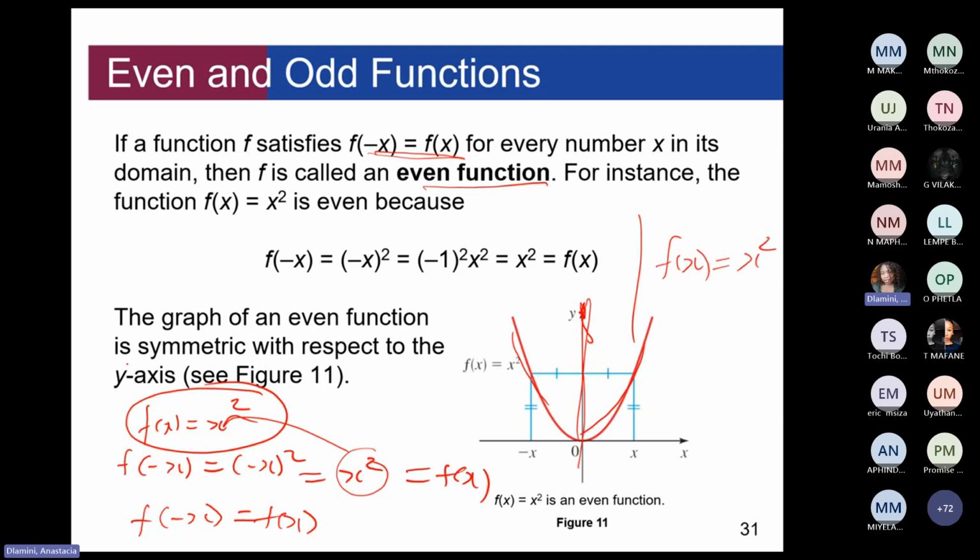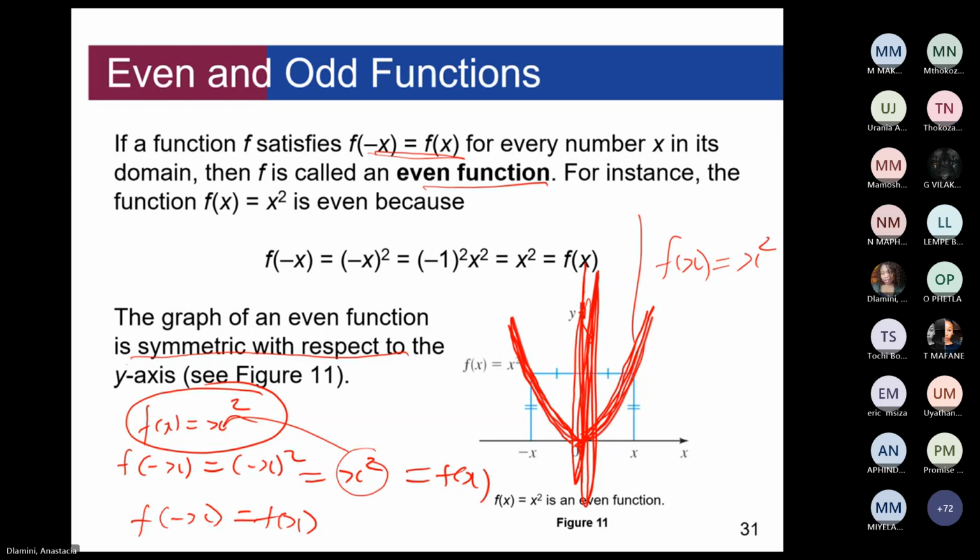It's symmetric with respect to the y-axis, like your hands are the same. Meaning that this part here is the same as this part here because they are symmetric about the y-axis. So even functions are symmetric about the y-axis. All together, yes or no? Yes.